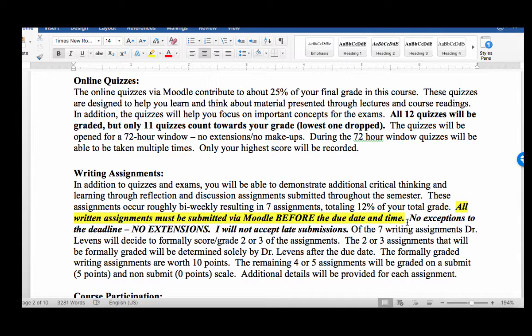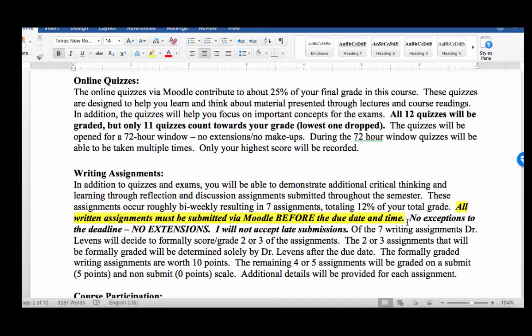So the writing reflections are turned in through links on the Moodle page. Give yourself time ahead of time to submit them. If you've submitted it correctly, you will receive a confirmation email. If you do not receive that confirmation email, then it is likely that it was not submitted correctly and you'll want to resubmit it.